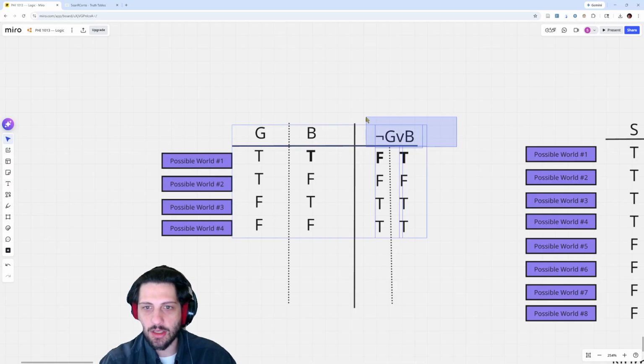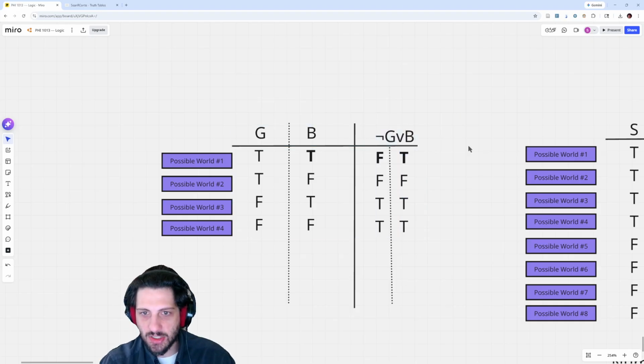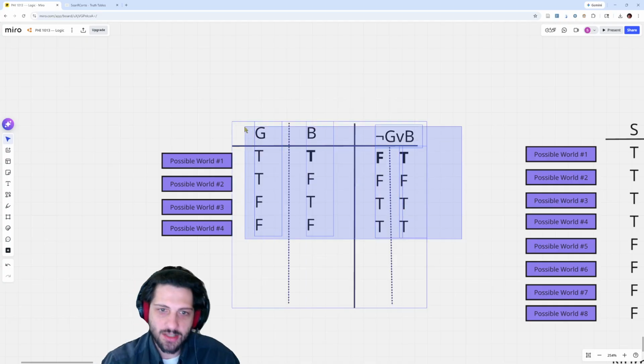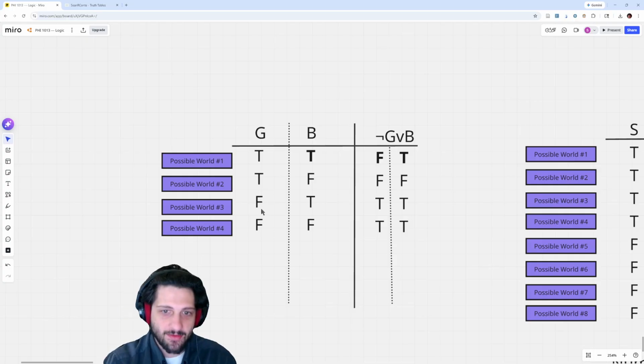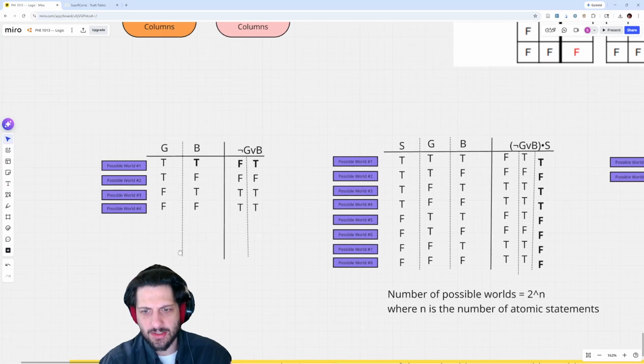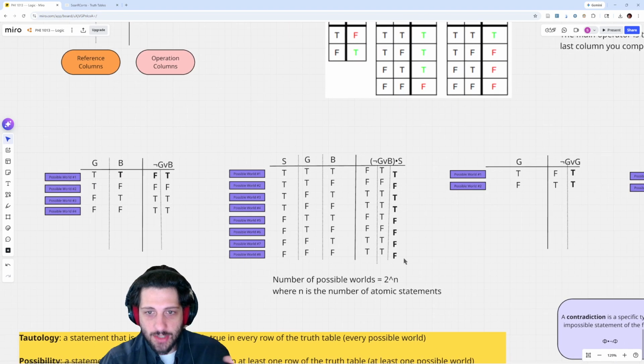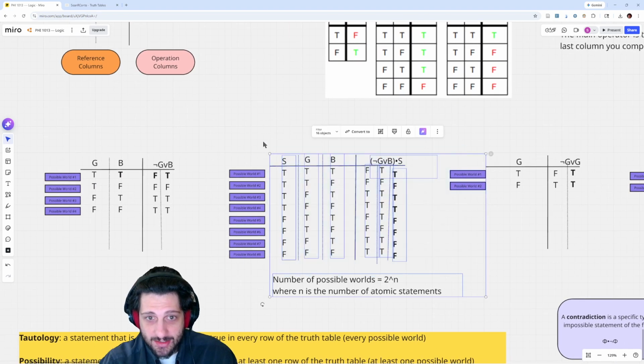So if I'm going to be talking about two things like G and B, like my car's tank has gas and its battery has a charge, right? Then there's four possibilities, right? Either I have both gas and a charge, I have gas but no charge, I don't have gas but I do have a charge, or I have neither gas nor a charge, right? There's four possibilities.